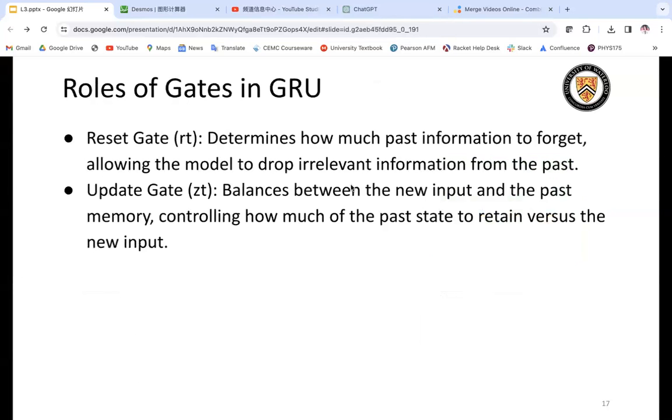Now let's discuss the roles of the different gates in GRU. The reset gate RT determines how much past information to forget, allowing the model to drop irrelevant information from the past. Update gate ZT balances between the new input and the past memory, controlling how much of the past state to retain versus the new input.